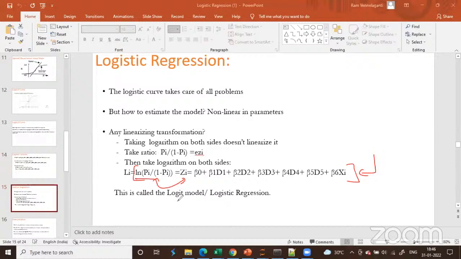So what can this equation be called? You can call this your logit model, or you can call it your logistic regression. That is what you are going to do.